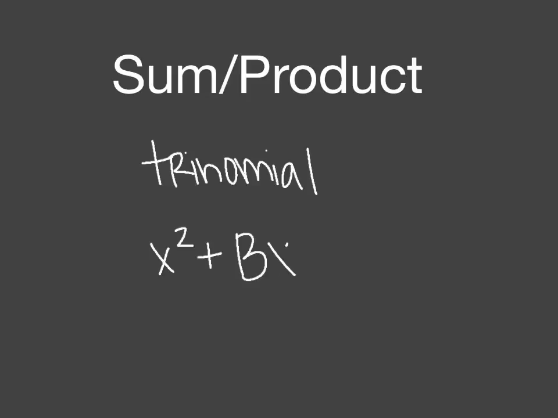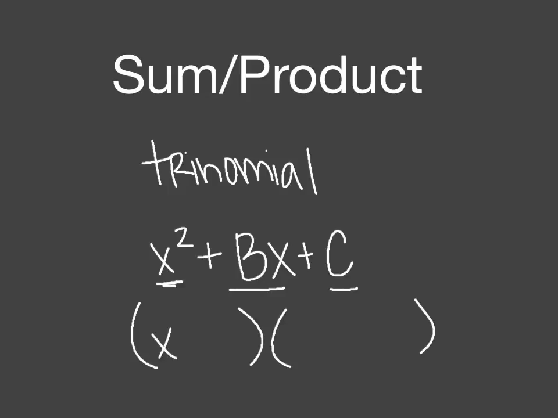Hello, in this video we are talking about the method of factoring known as sum product. Now, if you remember, sum product can only be used on something that is a trinomial. And the trinomial must be in the form x squared plus bx plus c. So it needs to start with an x squared, then have a number with an x, and have a constant at the end. Now, if you remember, we are going to factor this into two different binomials.